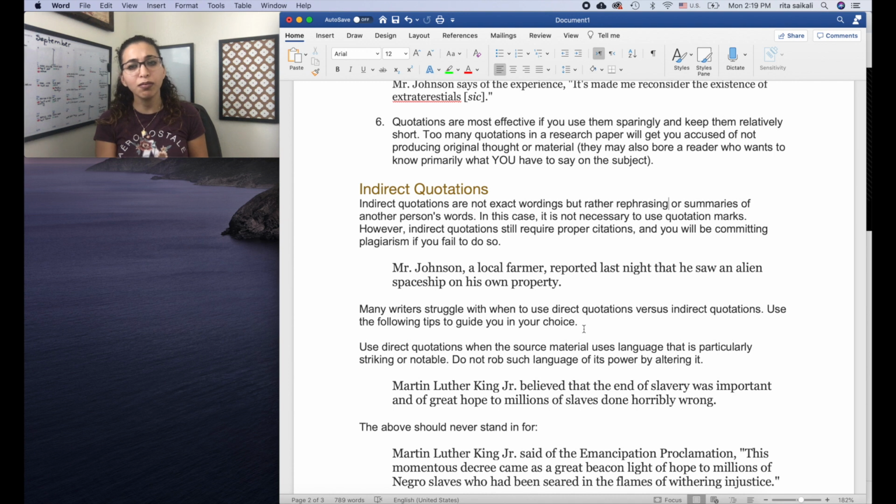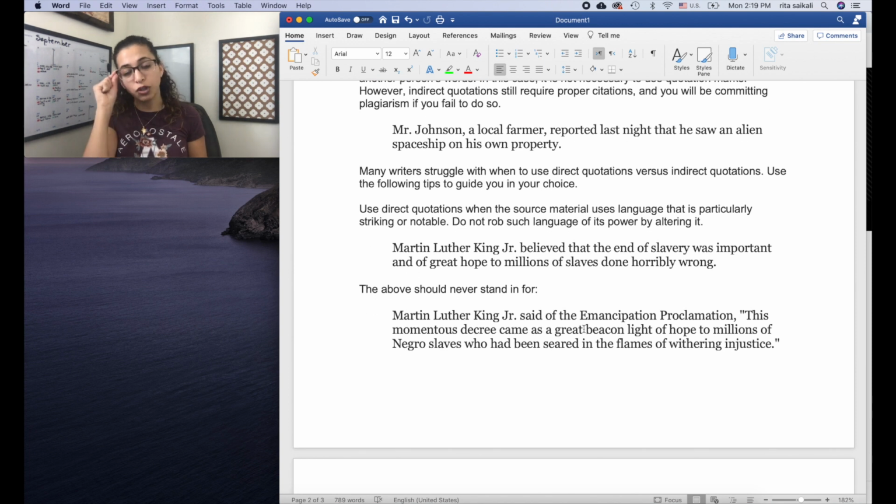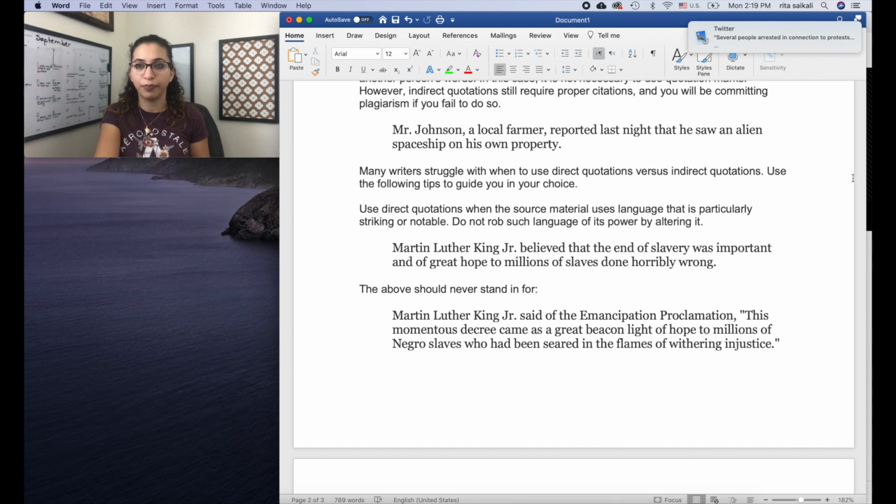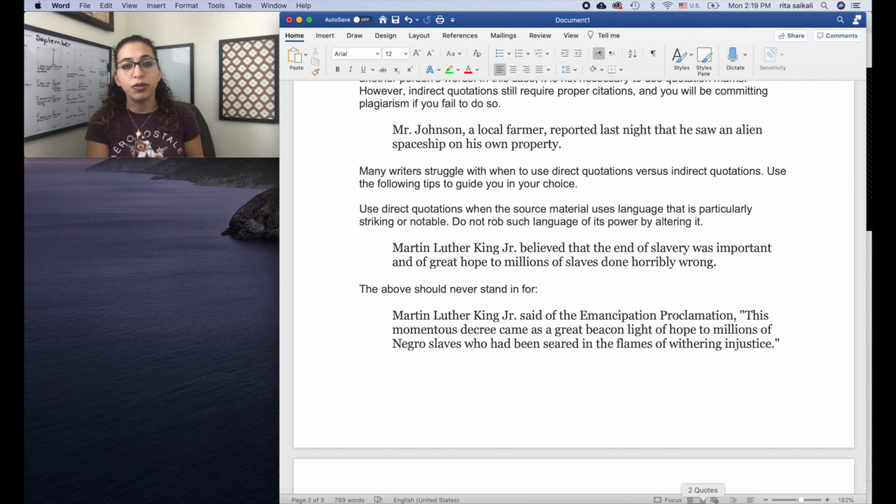Many writers struggle with when to use direct versus indirect quotes. You guys want to use the following tips that we have for you to make sure which one you should be using. So there are these two options, but you want to know which one you should be using. Use direct quotations when the source material uses language that is particularly striking or notable. Do not rob such language of its property by altering it.